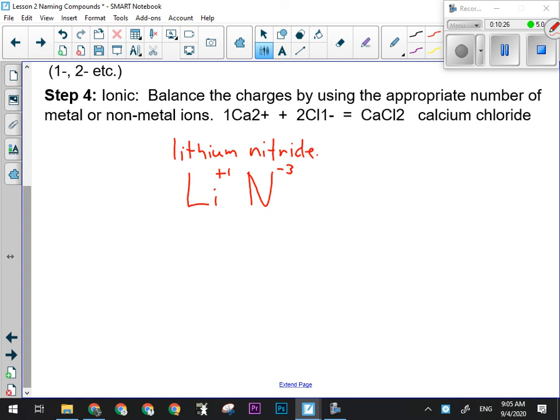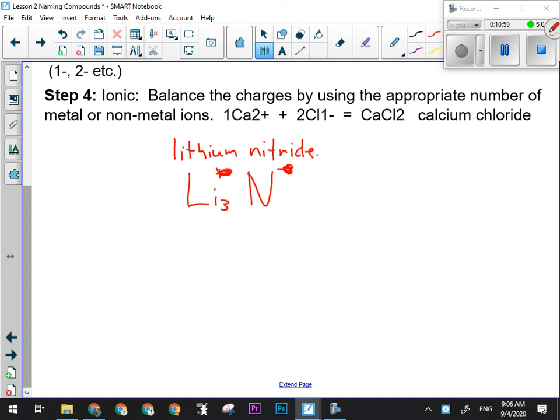Okay, so I drop the 3 and swap it over. I drop the 1, swap it over. We don't write 1s in a chemical formula. Now I'm done. Li3N. Now my charges are balanced. Okay? Because every lithium is a +1 and I have 3 of them, I have 3 positive charges to offset the 3 negative charges of the nitrogen. Okay? So the drop and swap is just kind of a quick way to balance the charges without having to really think about it.